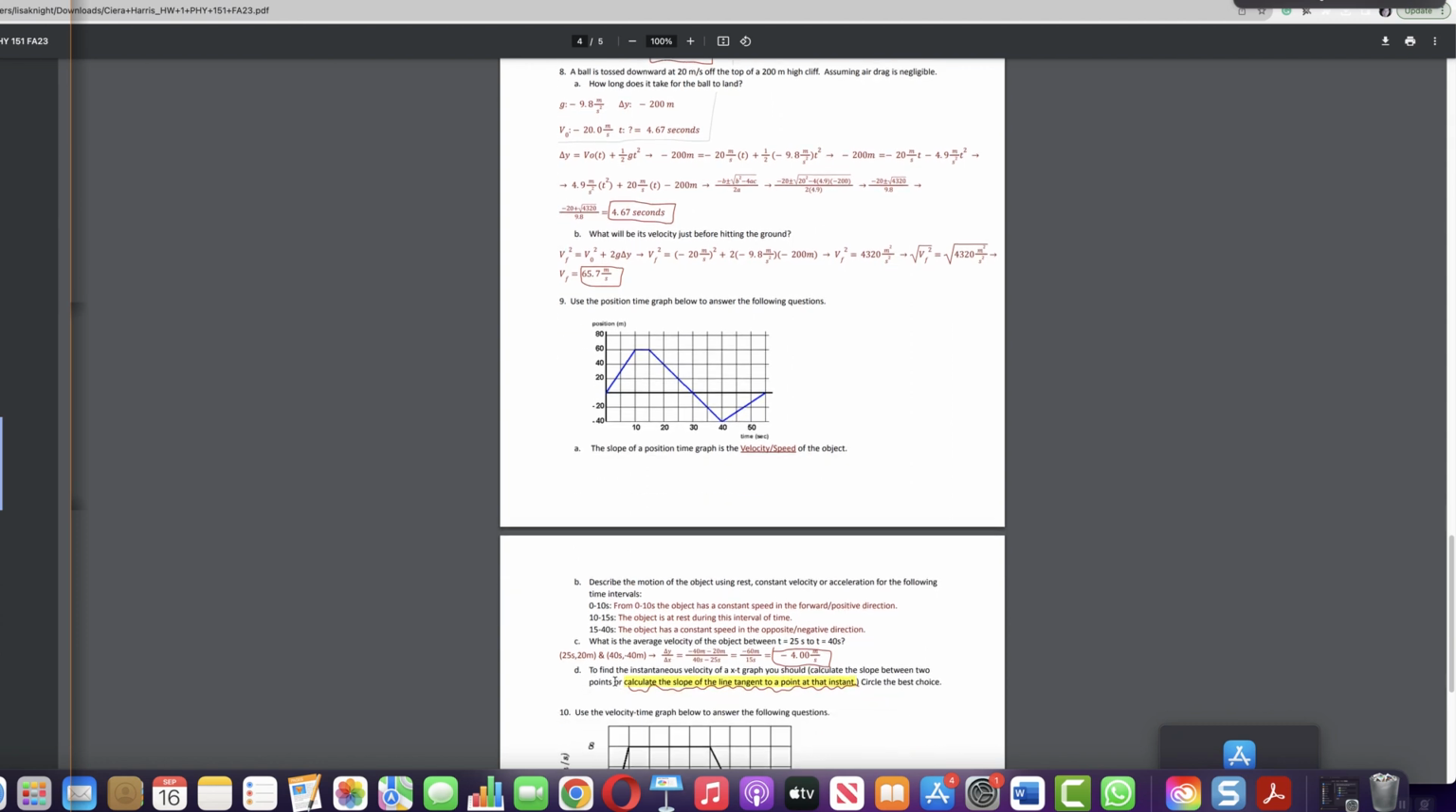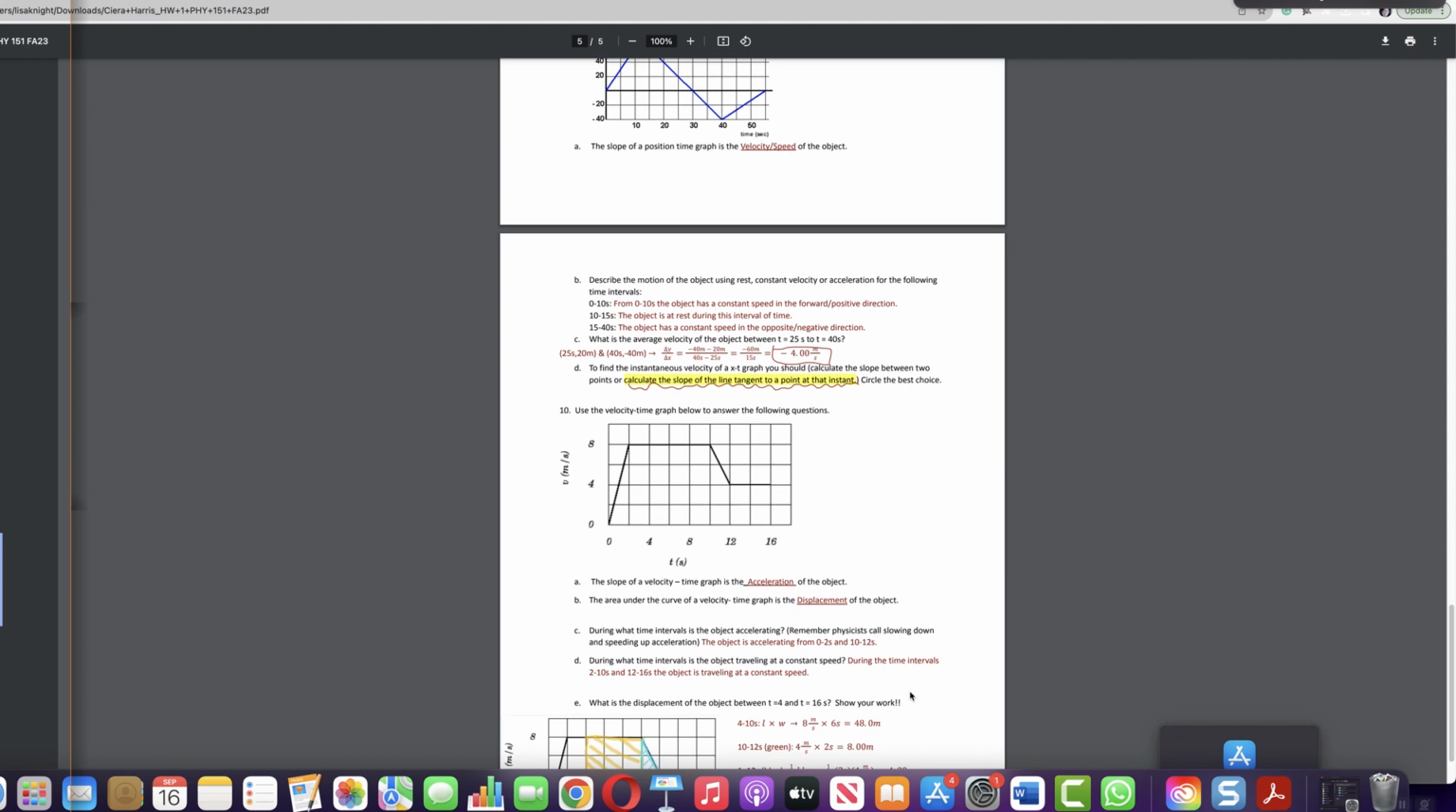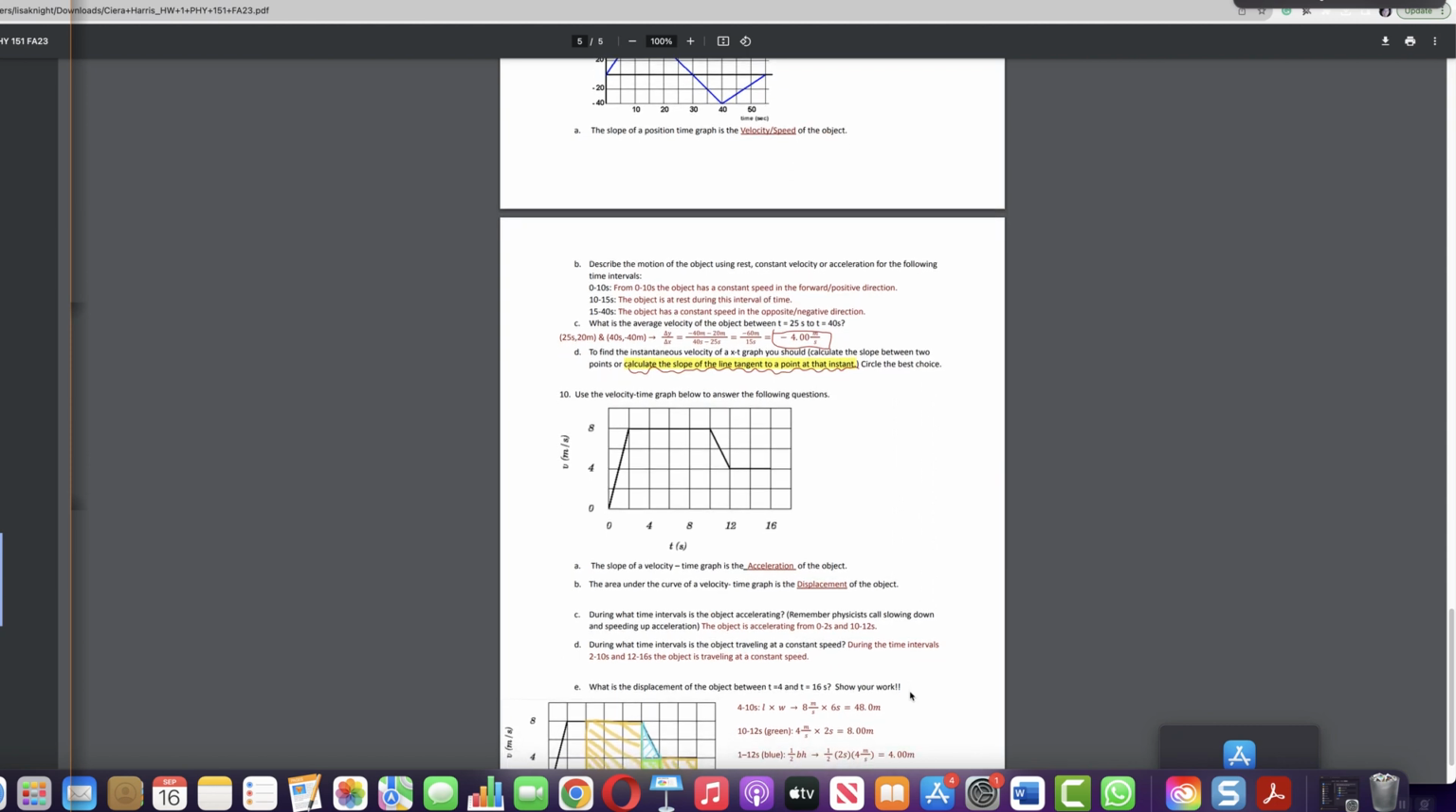And then some of you didn't understand D. This was a multiple choice question. I just wanted you to pick the right definition. The definition of instantaneous velocity is the slope at every instant. You didn't have to calculate anything. You just had to choose the right one.